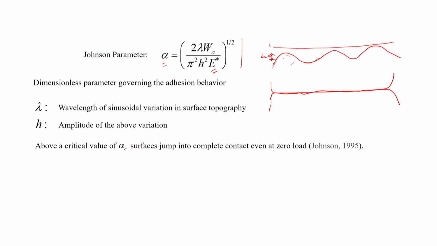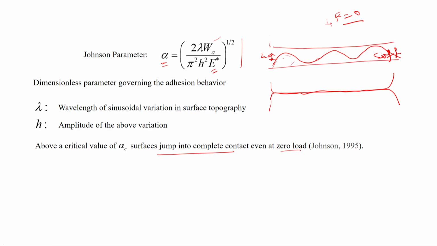So that means there is adhesion between these two surfaces even without any load, P is 0. At zero load, we will have the possibility to come in complete contact when brought sufficiently near, because this material is smooth, this is a soft material, that means modulus is low and the work of adhesion is high. So there is a critical value of this alpha, the Johnson parameter, at which the surfaces jump into complete contact even at zero load. That was described by Johnson.